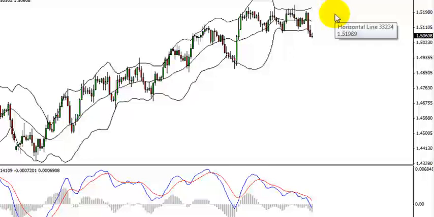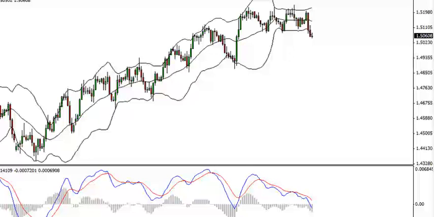I think that if it tests the 151 level again, it's a great opportunity to go short, to sell the British pound with a very short stop loss, close to 40, maybe 50 pips, and targets that can be close to 200 pips. So it's a good profit to risk ratio.